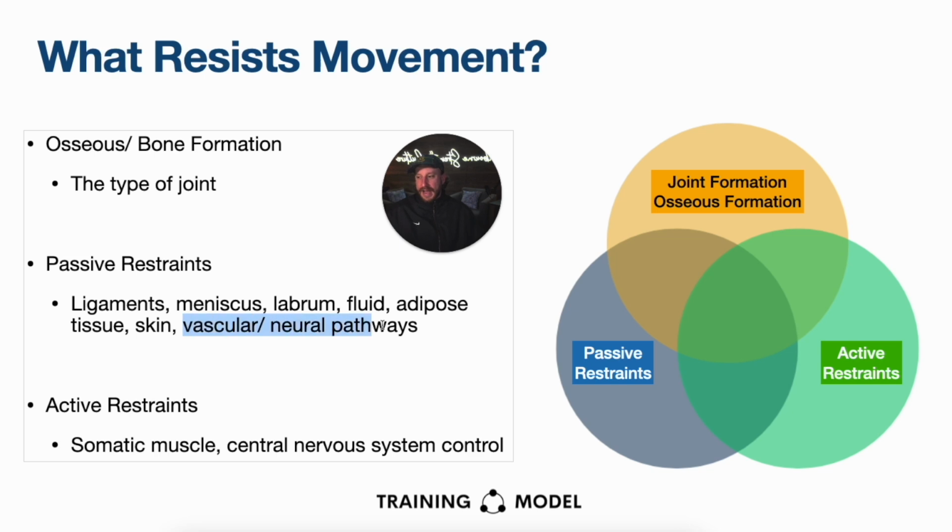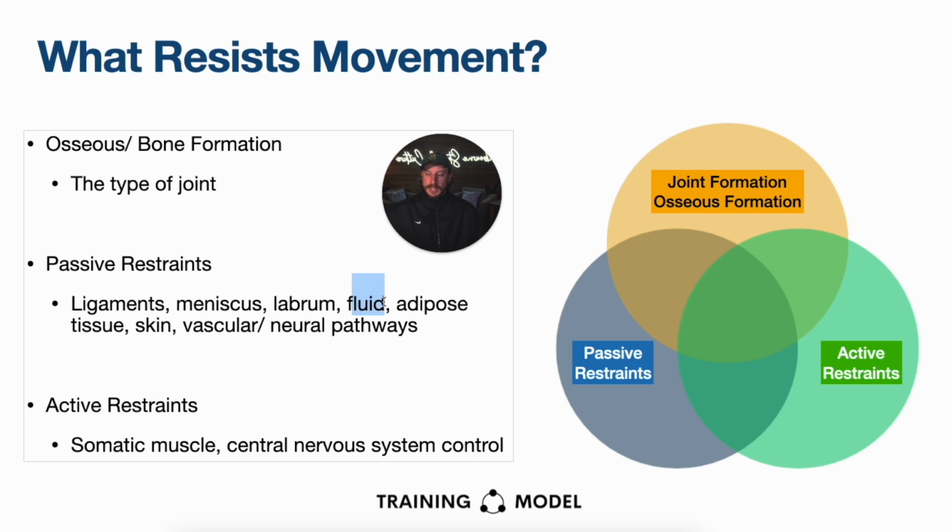We also have vascular and neural pathways. We're talking about maybe 0.1%, but anything that crosses a joint, whether it be a vascular artery or a neural pathway, is stuff in front of the joint that may stop or resist the motion of that joint itself. But when we discuss passive restraints, these things that we don't have conscious control over, the main ones that we're going to be talking about are the ligaments, the meniscus, and the labrums of different joints.